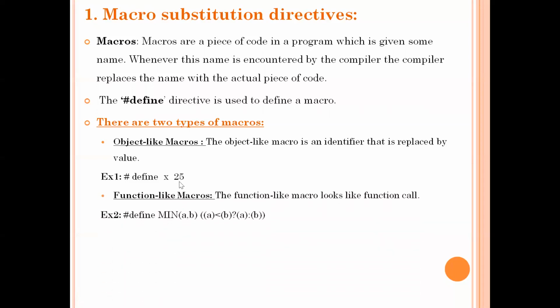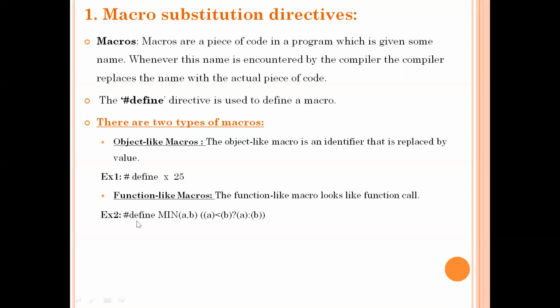Now see how to define function-like macros. Function-like macros look like a function call statement. How is a function call statement written in functions? Simply we write the function call statement. Whenever the function call statement is written, control automatically jumps to the function definition and executes the complete function definition. Similarly, here also we will define function-like macros just like a function call statement.